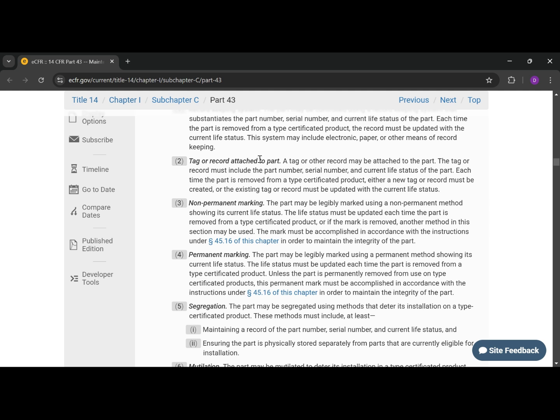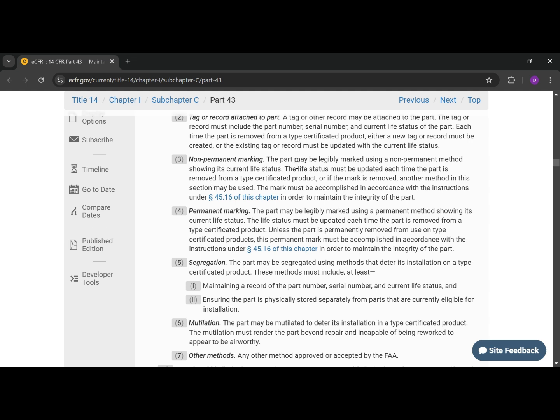Tag or record attached to part. A tag or other record may be attached to the part. The tag or record must include the part number, serial number, and current life status of the part. Each time the part is removed from a type certificated product, either a new tag or record must be created, or the existing tag or record must be updated with the current life status.